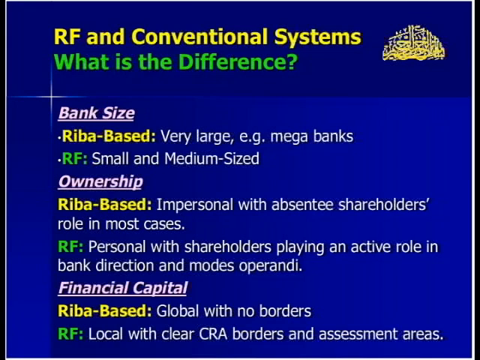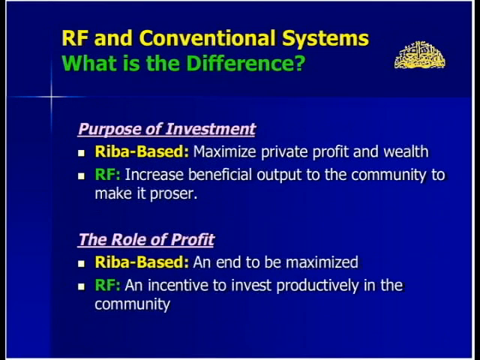Ownership in the riba-based banks is a very impersonal ownership. The shareholders are essentially absent. They buy the shares on the stock market, but they don't have much impact on the policies of the bank, whether they participate in speculative activities or not, until something happens and then everybody wakes up and then afterwards they go to sleep again. In the riba-free system, it is personal because the shareholders are known to each other and they are smaller. And the financial capital in the riba-based system is global, has no borders, but in the riba-free system, it focuses on the areas where you operate using the Community Reinvestment Act.